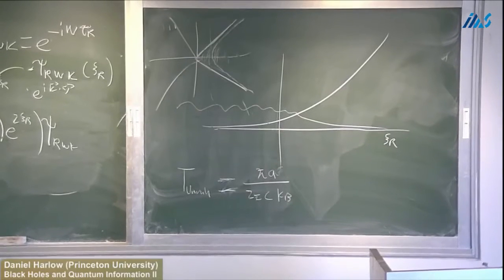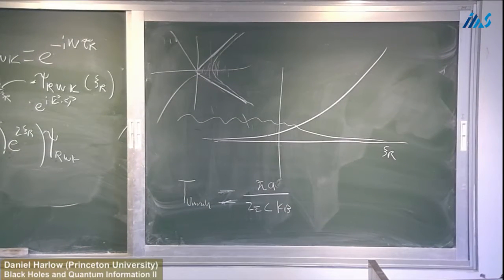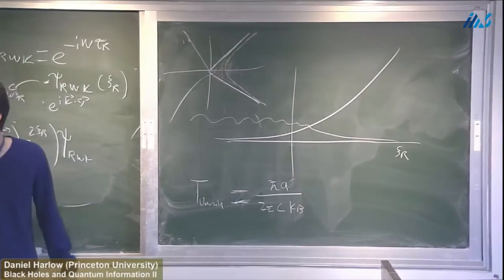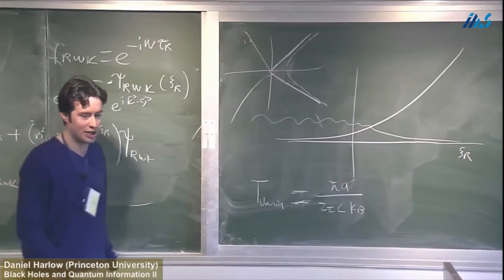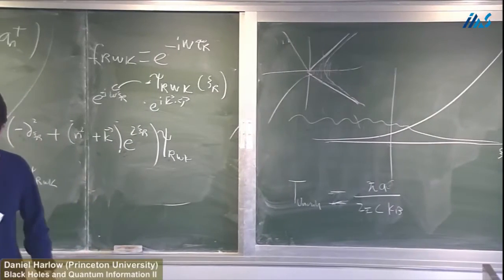What? Oh, that's just because people who don't have very much sense like to measure temperature in units of Kelvin instead of energy. So anytime you talk about a Kelvin, there's always going to be a Boltzmann constant somewhere.